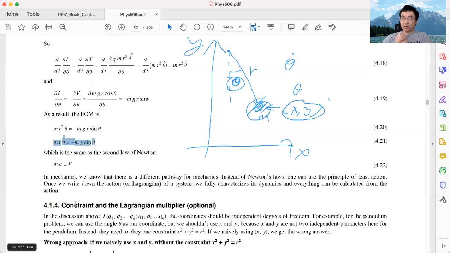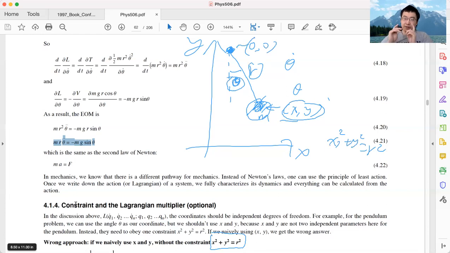Okay. However, if we choose xy as our coordinate, then this xy needs to satisfy a constraint. That is x squared plus y squared needs to equal r squared. So here I choose this end to be my origin. Let's say this one is 0, 0. If that is the case, then the location of my point mass needs to be distance r away from the origin. So I need to satisfy the constraint x squared plus y squared equals r squared.